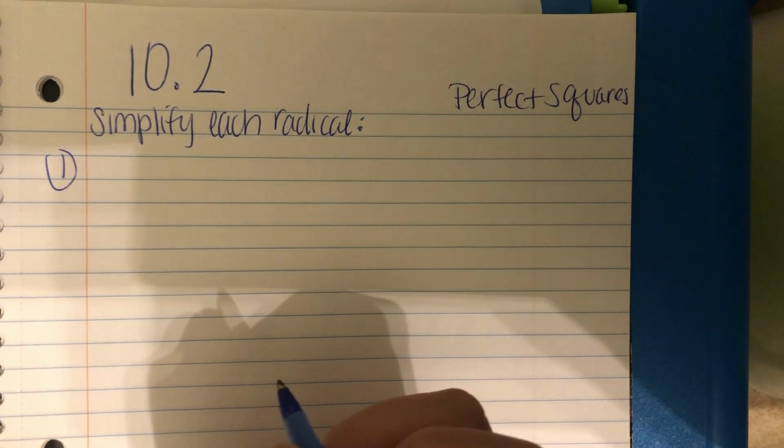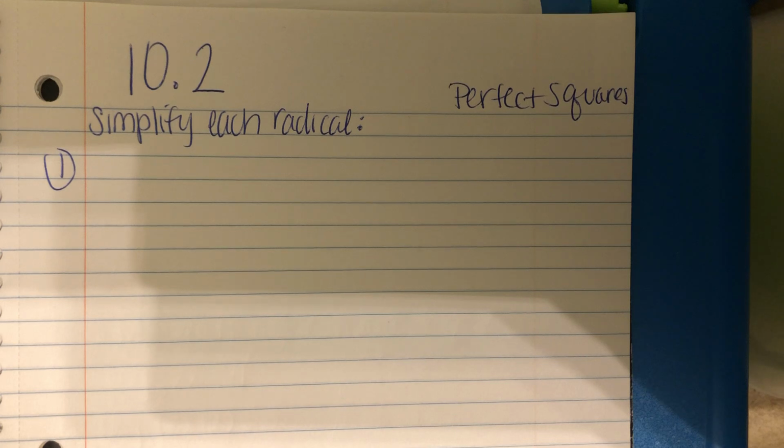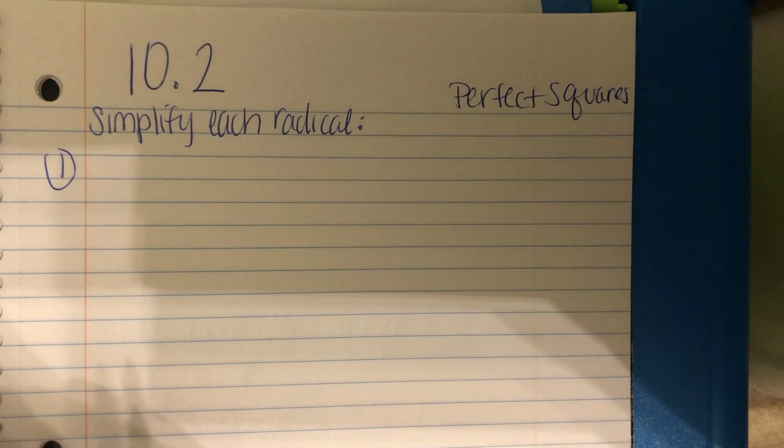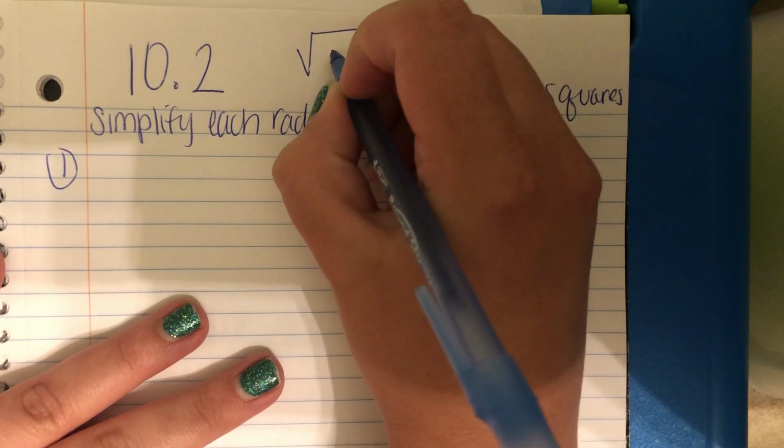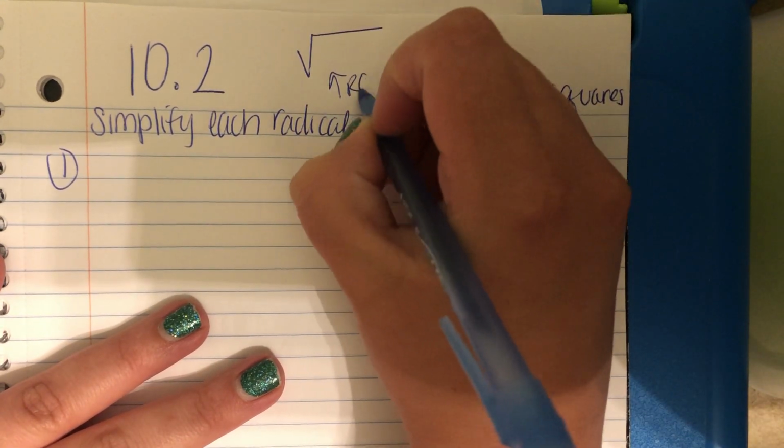All right, so this is going to be our last actual new lesson this week. It's about simplifying radical expressions. So when we think of a radical, what do we think of? We think of a square root. So square root, this is called a radical.